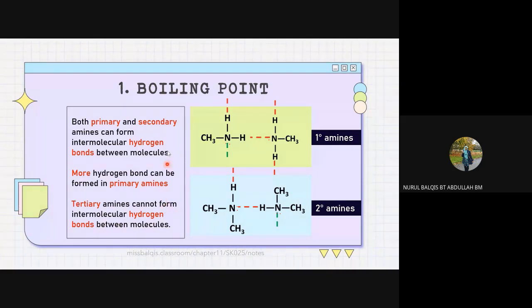Sebab the ability to form hydrogen bond, kalau amine, dia hanya boleh buat dipole-dipole at most, okay? Sebab dia ada nitrogen and carbon, dia ada polar bond kat sini, so polar molecule. Alright, itu untuk boiling point lah sikit nak bagi nampak.